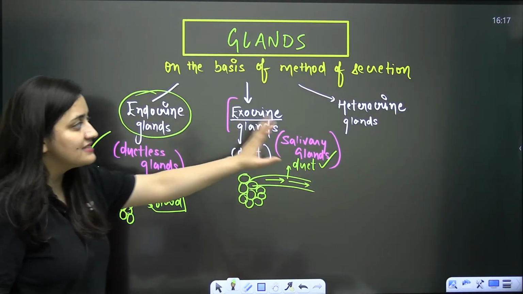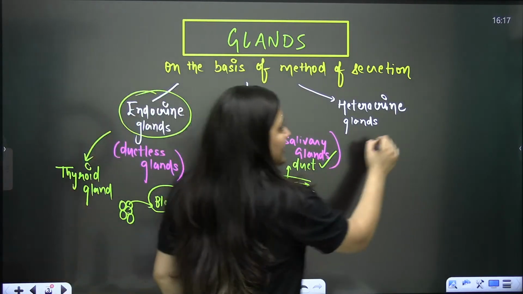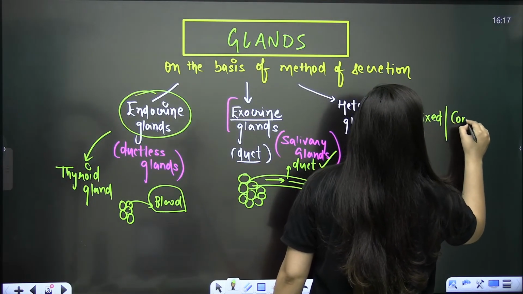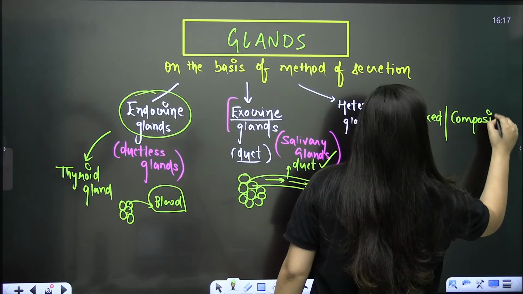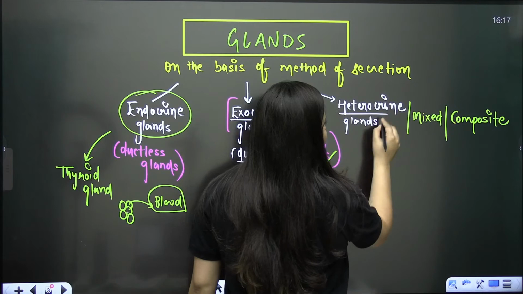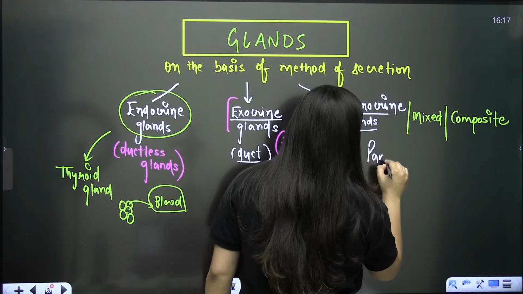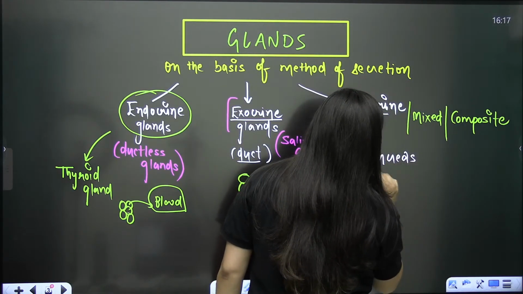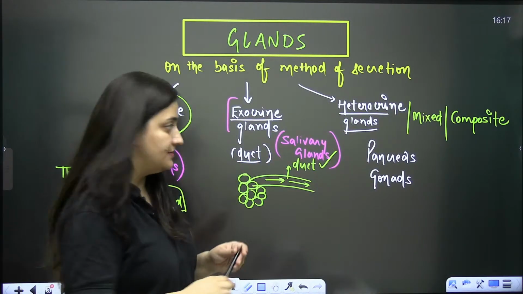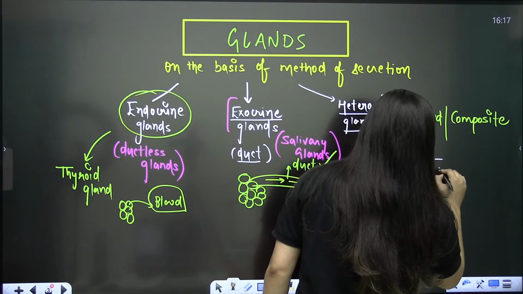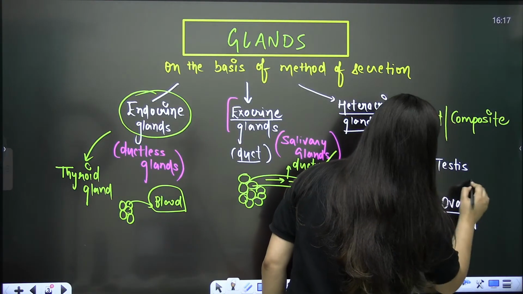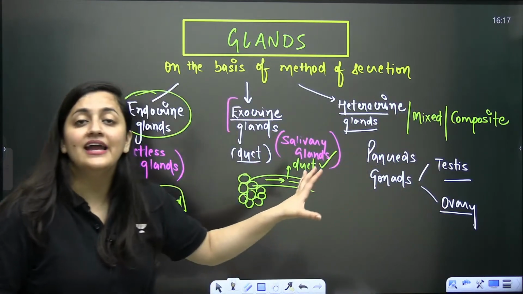Next is the heterocrine gland. Heterocrine glands are also known as mixed glands, or composite glands. The examples are the pancreas and gonads. Gonads means, in the case of males, the testis, and in the case of females, the pair of ovaries. So these three are the heterocrine glands.